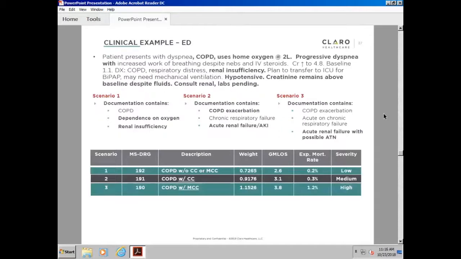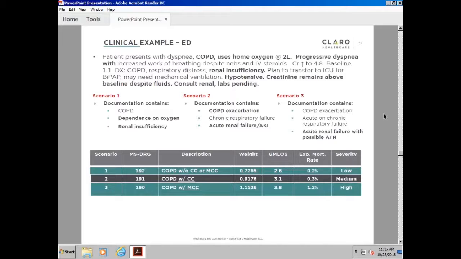Here's a clinical example, and I'll be quick about this. We're almost done. This is a patient that came in. Patient presents with dyspnea. COPD, uses home O2 at 2 liters. Progressive dyspnea with increased work of breathing despite NEBs and IV steroids. Creatinine is up to 4.8. Baseline is 1.1, so those baselines are very important. What is your baseline? Because we're always looking to explain whether this is a chronic or an acute condition.